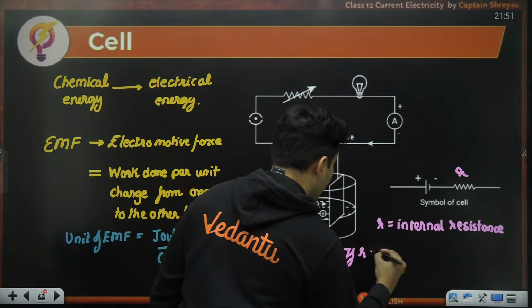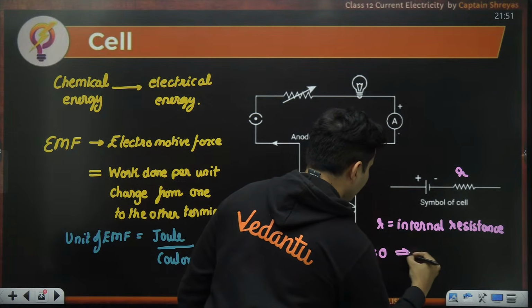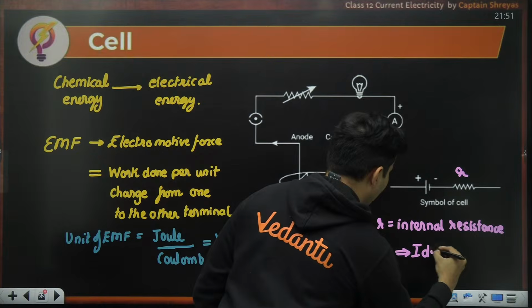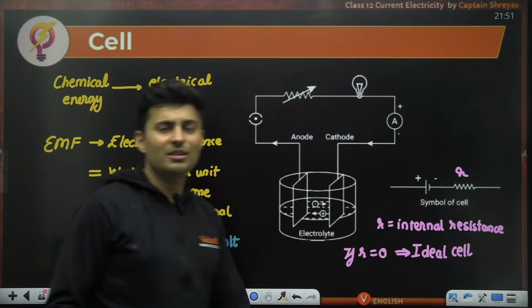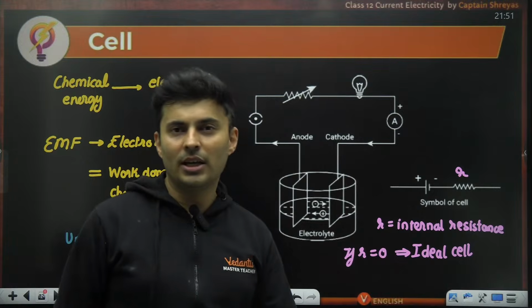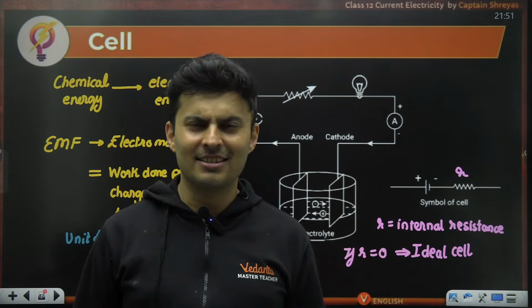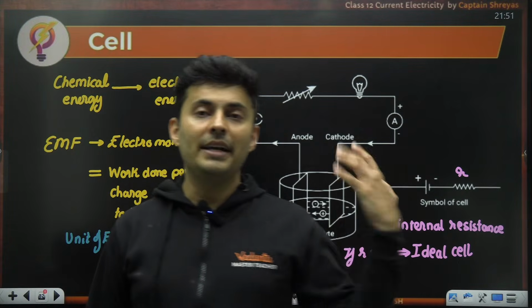If R is 0, then it is said to be an ideal cell. Yes, it is called an ideal cell, which is not real. You cannot have a battery with zero internal resistance. That's why it's called ideal. Like we say, ideal student.